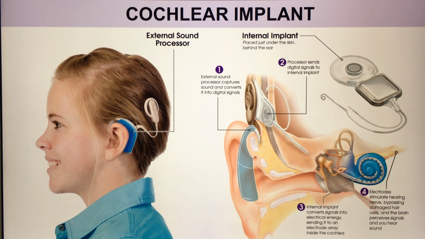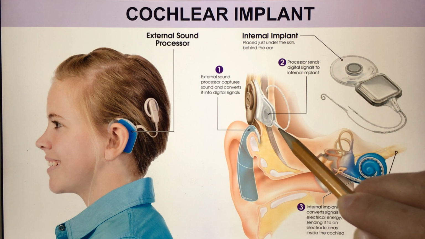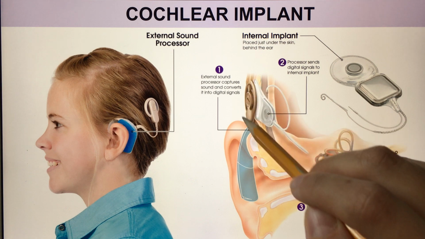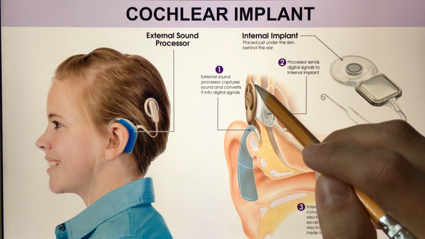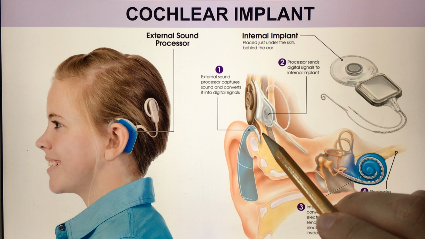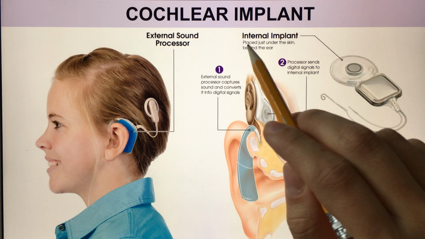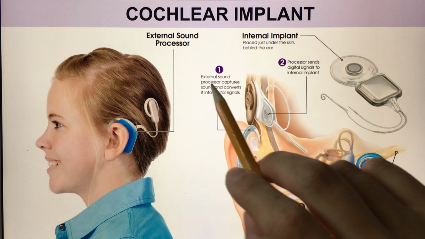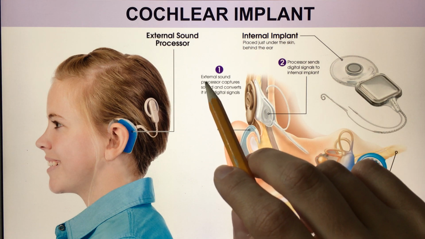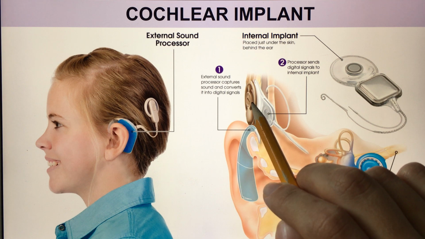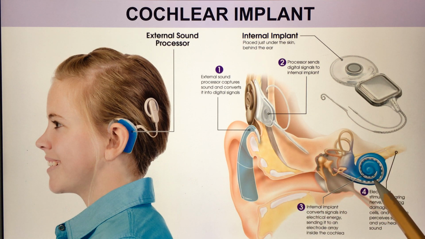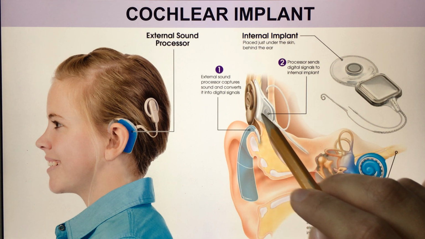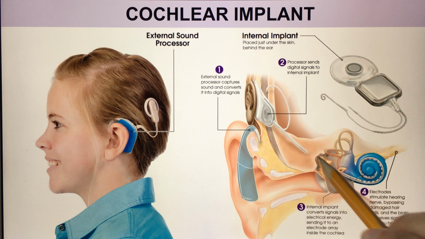And this cochlear implant actually communicates with an external device. It's basically a microphone that receives. So this is the internal implant, this thing right here. The external device is basically a microphone that captures the sounds and sends them to the cochlea through this wire. So that's called a cochlear implant.